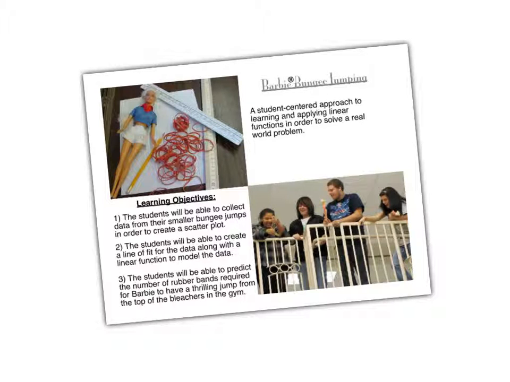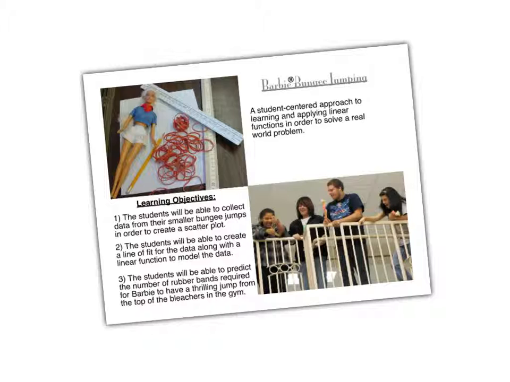So this is the basic setup here. Students will use a Barbie and some rubber bands in order to measure the distance that the Barbie drops. It is a student-centered approach. It helps them collect and apply linear data in order to solve a real-world problem. The students will collect the data on their own and make their scatter plot.